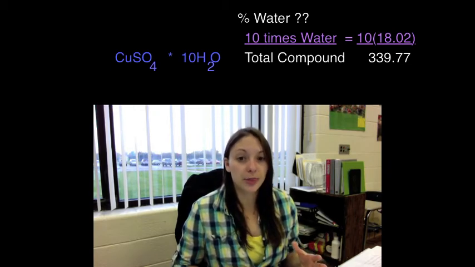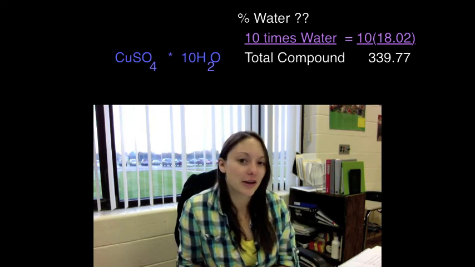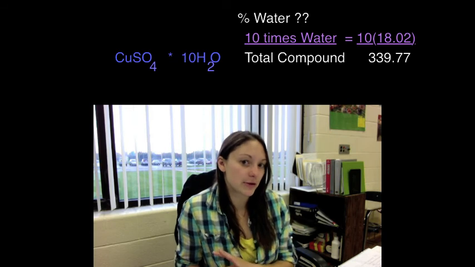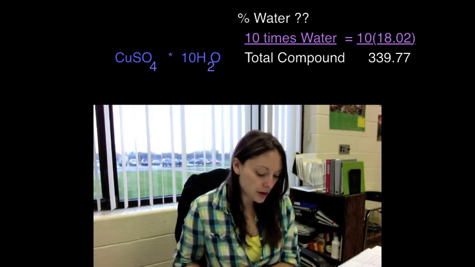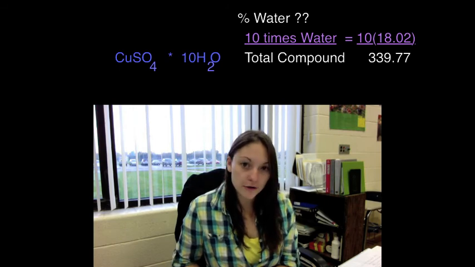Now, just because there's a dot there doesn't mean you're going to multiply. Don't multiply the CuSO4 and the H2O. Just add them together. Now go ahead and try a few other practice problems and check your work after you get done.